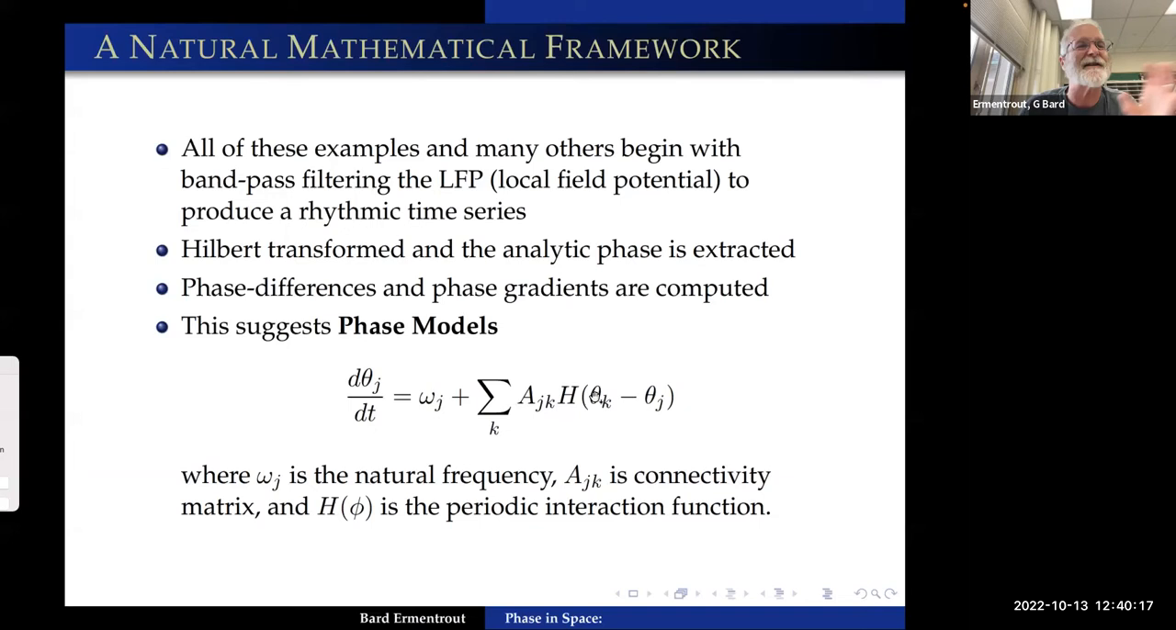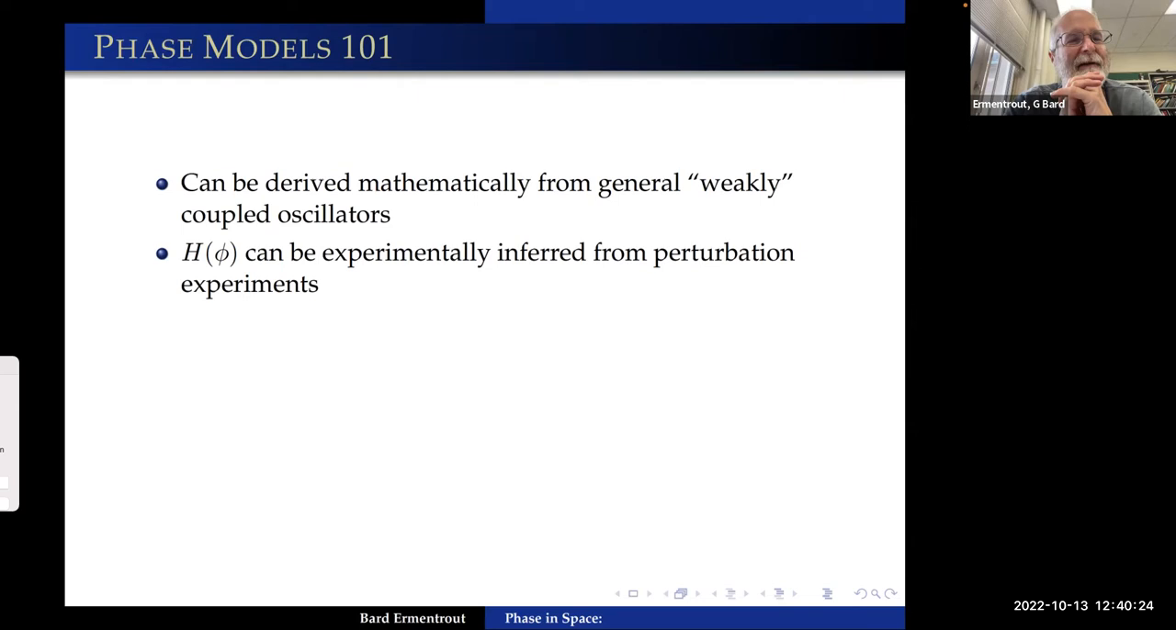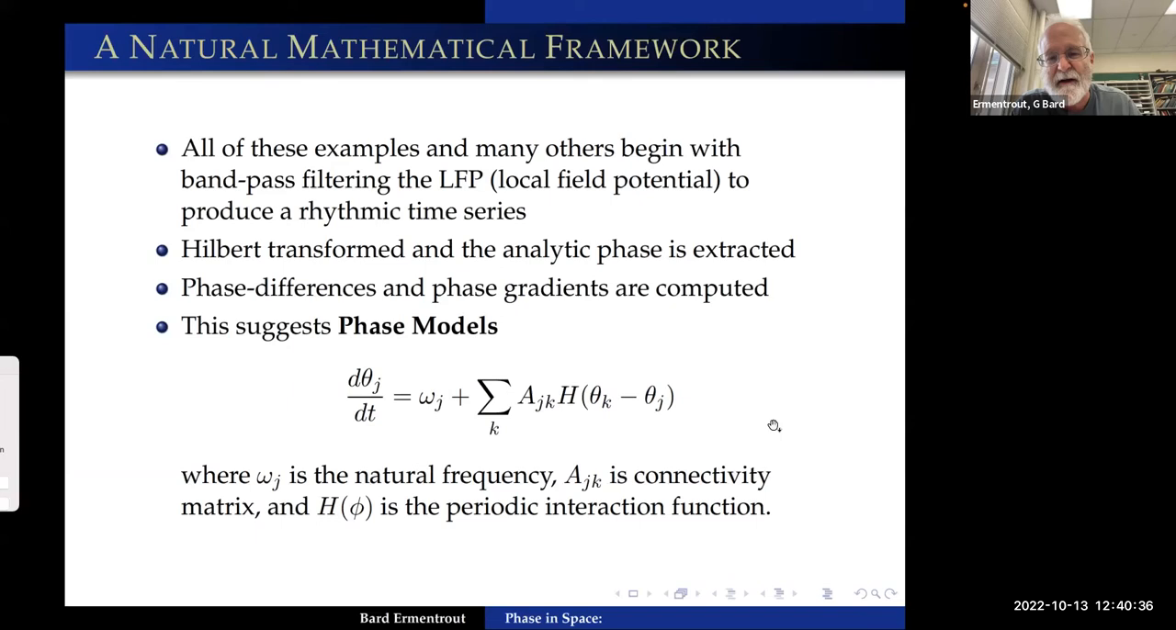I want to say a little bit about phase models. They can be derived mathematically from general weakly coupled oscillators. This interaction function can be experimentally inferred from perturbation experiments of neurons. So presumably one can actually compute from a given neuron or a given network what this interaction function looks like. You know the uncoupled frequency, presumably, and maybe you know the connectivity.